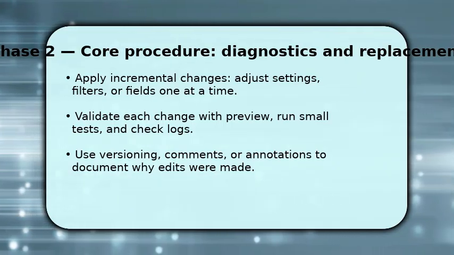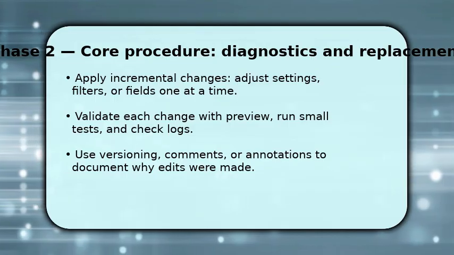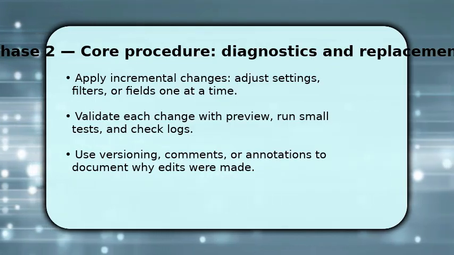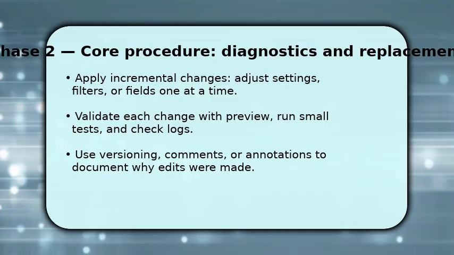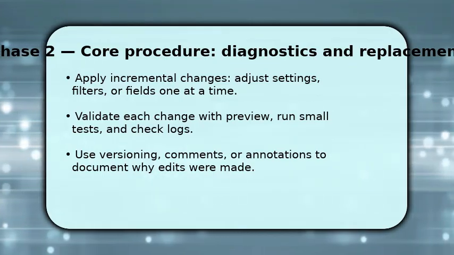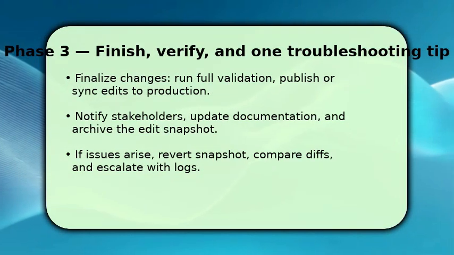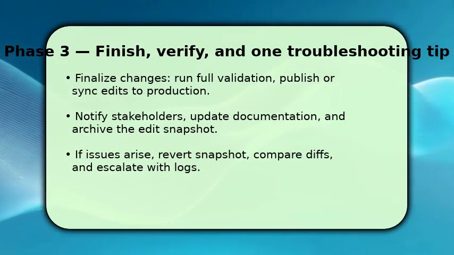Make sure to document edits via versioning tags, comments, or annotations so collaborators understand the why and when. Once a sequence of edits yields the expected results, bundle them into a commit or save point to lock in stable progress. You finish by running full validation and then publishing or syncing edits to production.